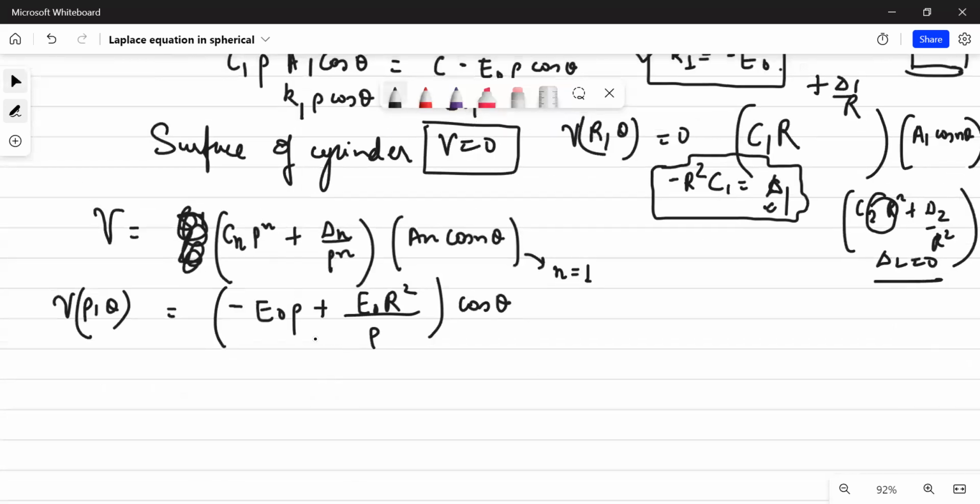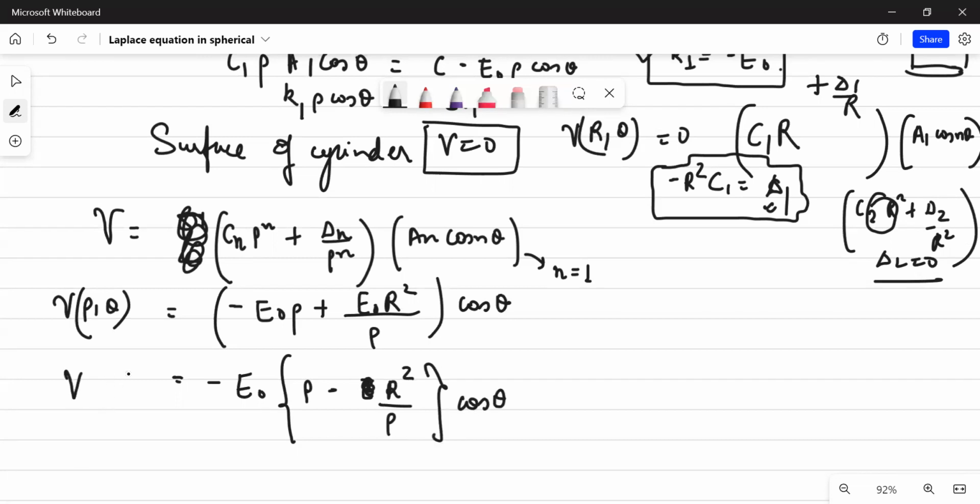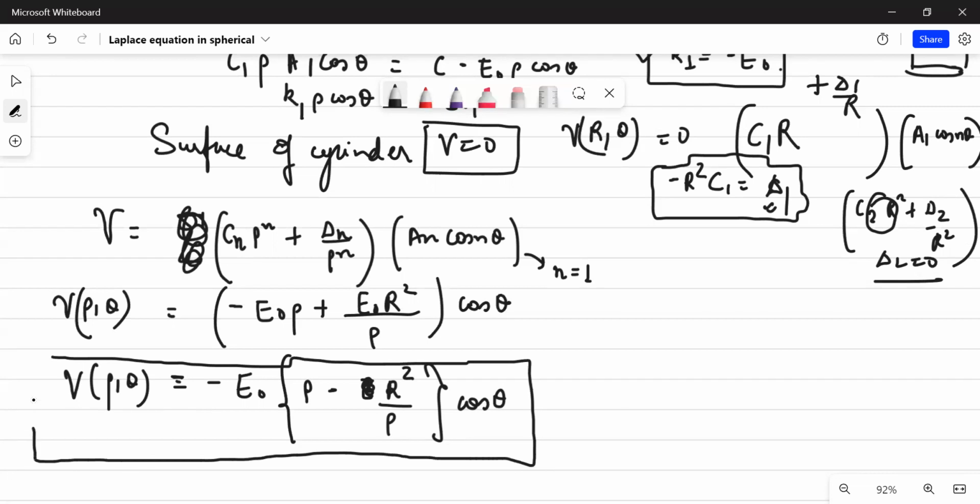If you want to put these terms together and write it in a more compact form, you just take minus E naught common, and I will get rho minus R square upon rho, times cosine theta. So this is your potential as a function of rho and theta. Is that clear to you? So in cylindrical polar coordinates, if an uncharged conducting cylinder is placed in a uniform electric field along the x-axis, then this will be the potential in general in the space.